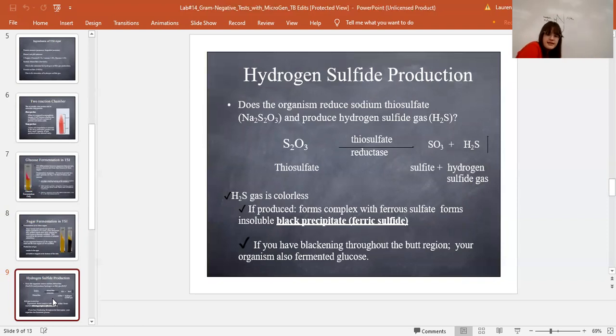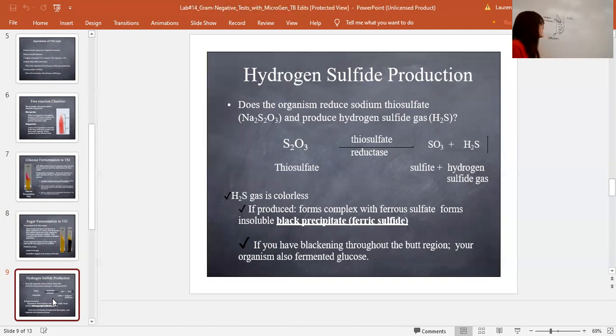Usually you will only see this in the bottom portion. So you can see this is still yellow, but all of this is black. That is definite H2S production. There's no doubt about it in the lab. You will never see specks of black and wonder, oh, is that it? No, it's going to be completely black.